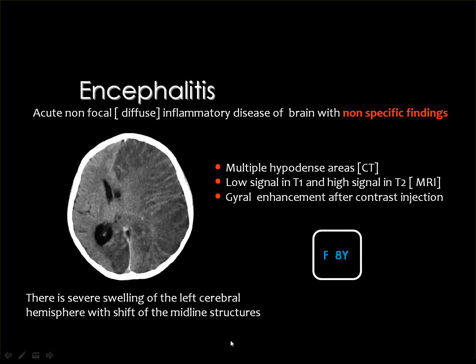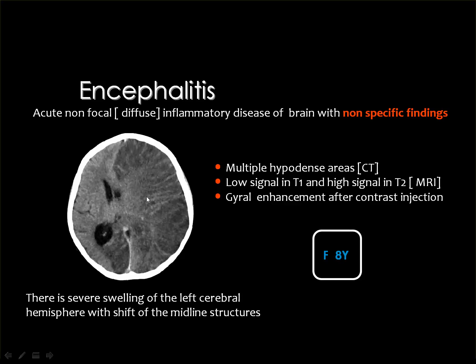Fever is very important. And if you look at the CT scan, you will get multiple areas of hypodensities. These areas will not enhance with contrast. If you inject contrast material, they will not enhance. And they are multiple and maybe bilateral. And this can be easily discriminated from an infarction.